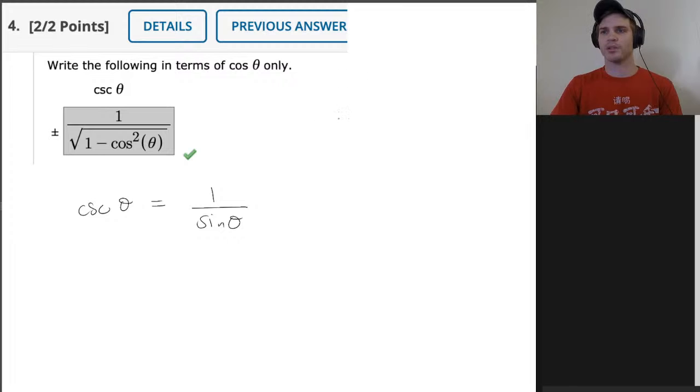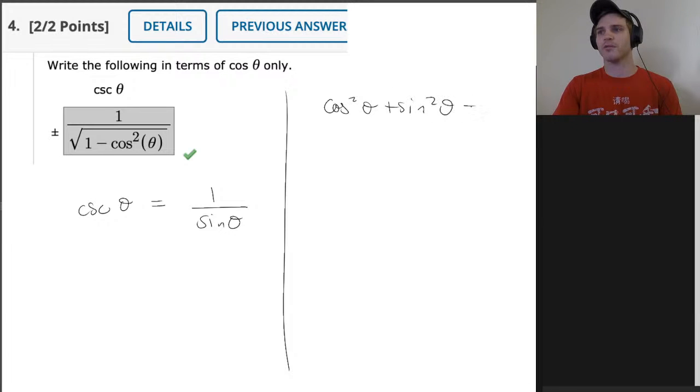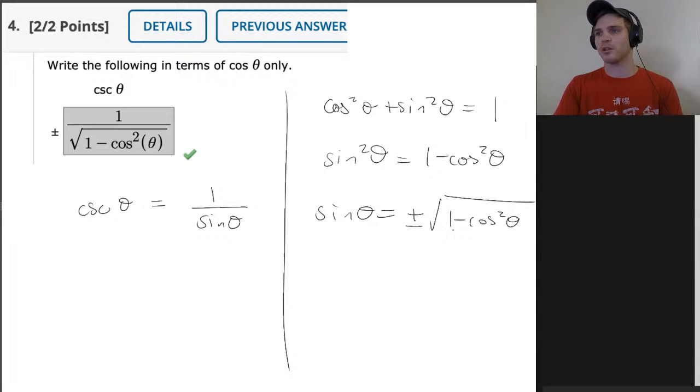And so what we can do is use our Pythagorean identity. As an aside here, I'm going to say cosine squared of theta plus sine squared of theta equals 1. I'm basically trying to find sine of theta. So let me solve for sine squared. I'm going to subtract cosine squared from both sides. And then we'll take the square root of both sides. So sine of theta equals plus or minus the square root of 1 minus cosine squared of theta.